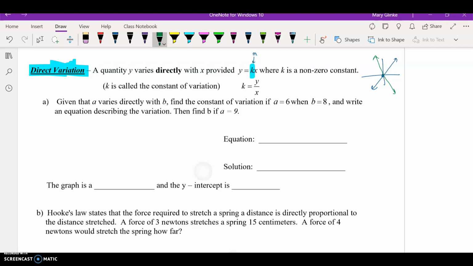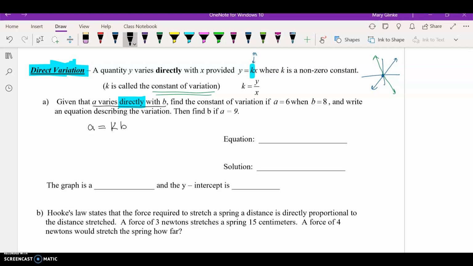K is called your constant of variation. That is going to be in all of the different types of variation. You're going to have a K value. So in these problems, you'll see something like A varies directly with B. So you can see that it's using that word there. When it has that, A is the thing that's varying directly. So that is going to be where you could do A equals K times whatever it's varying directly with.